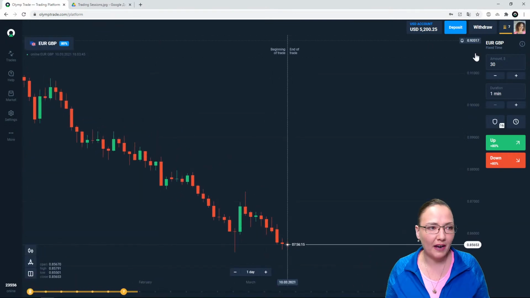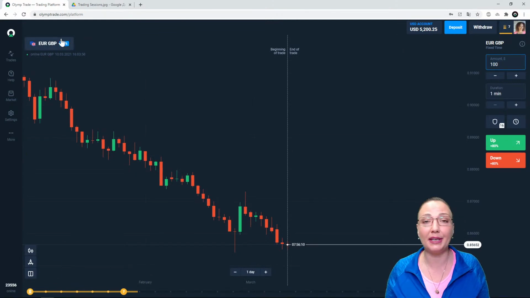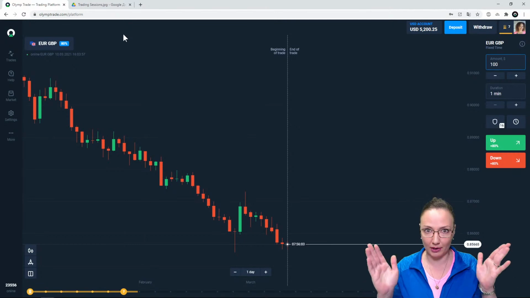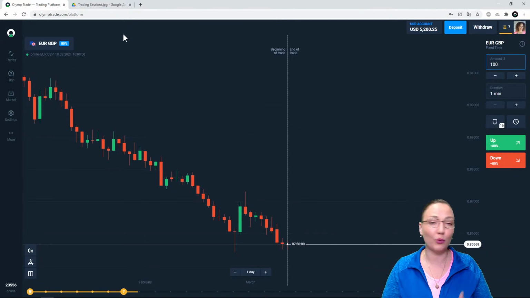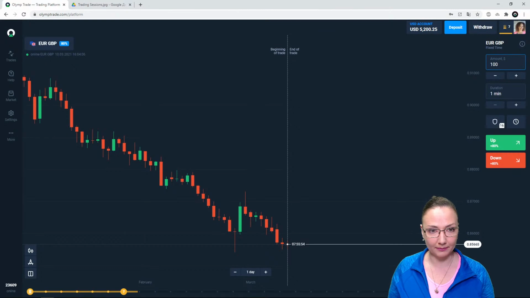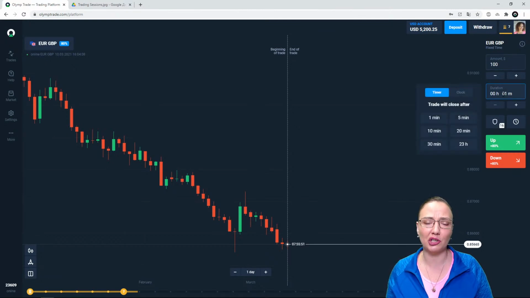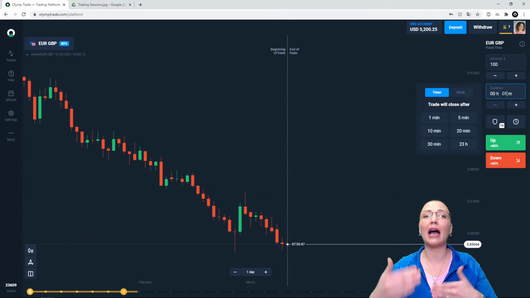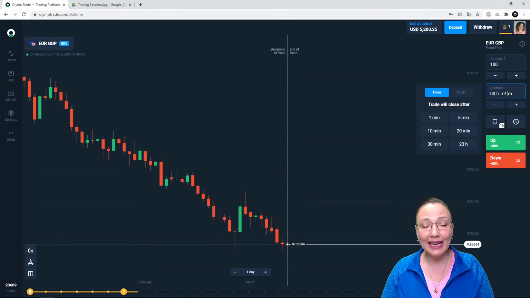So this means that if I enter my trade for $100 and my rate of return on Euro GBP is 80%, if my prediction is correct and the price moves even by 1 point in the direction of my trade, then my profit is going to be $80, and at the end of the trade, $180 will be added back to my account balance. So once again, the trade duration is how long the trade is going to close, and it is determined by us, the traders.